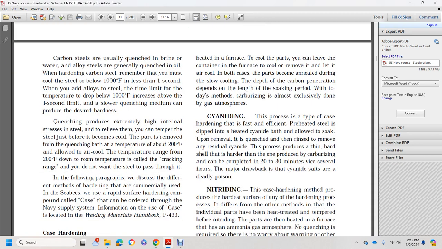But in the following paragraphs, we discover the different methods of hardening in commercial use. To do these, we use rapid surface hardening with a compound called case. They can be ordered through the Navy supply system. Information used for the case is located in the Welding Materials Handbook, page 433.